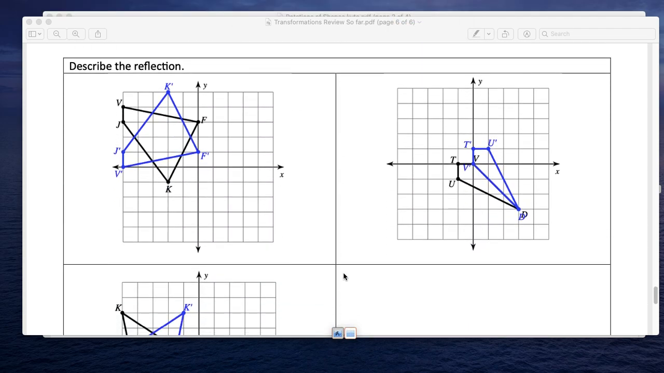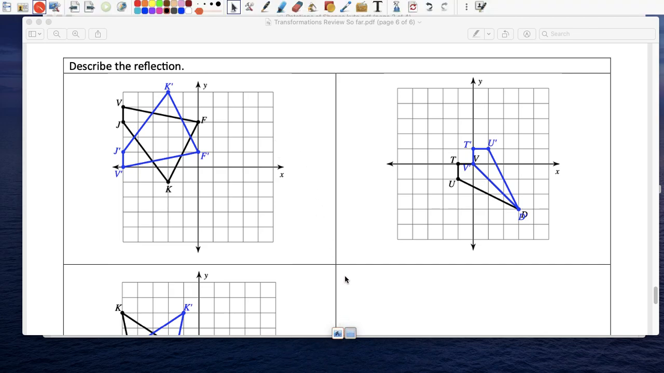Describe the reflection. So here's what I would do here. First of all, they tell you it's a reflection, so the first thing I would do is pick one point. You know it's a reflection, right? So where's the line of reflection? Well, the line of reflection is here, right? So focus on one point. Don't look at everything. Focus on F and F prime.